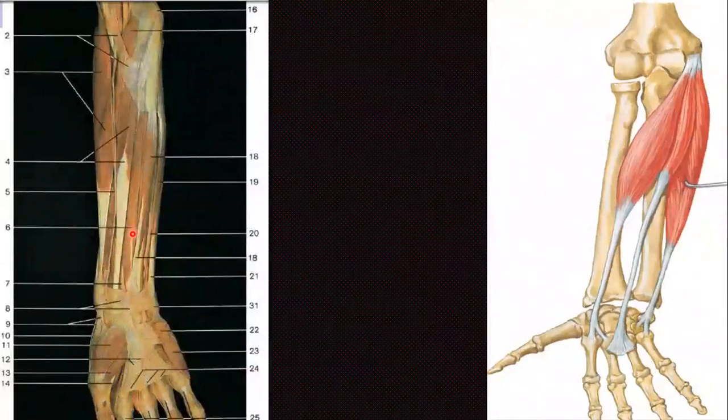Here is the muscle shown to you here. You can see it inserting into this palmar aponeurosis. It is absent unilaterally or bilaterally in 13% of the population.